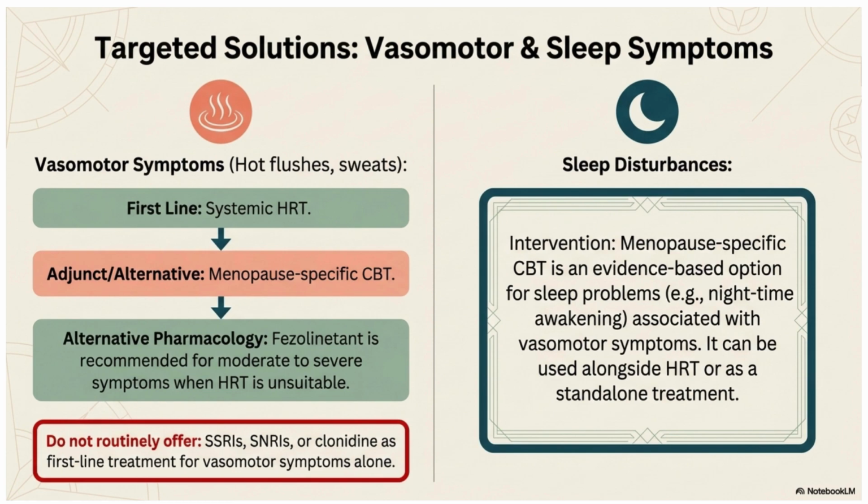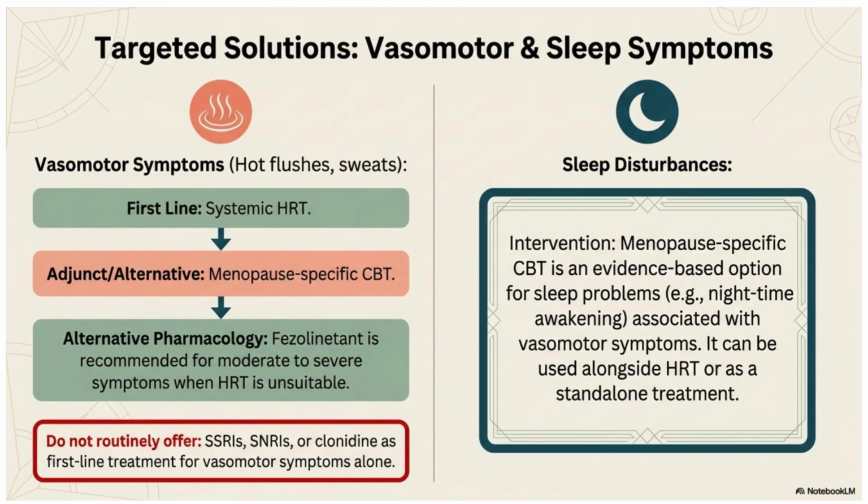Vasomotor symptoms are hot flushes and night sweats. Falling estrogen affects the hypothalamus, the part of the brain that regulates temperature. The body's comfortable temperature range becomes narrower, so a small temperature change can trigger flushing, sweating, palpitations, or chills. Offer HRT when it is suitable and acceptable to the patient. Menopause-specific CBT may be added to HRT or used when HRT is contraindicated or declined. It can also help sleep problems caused by repeated night waking and night sweats.